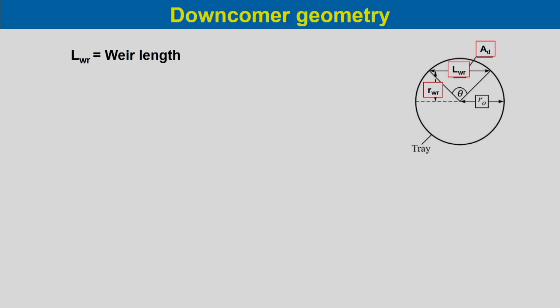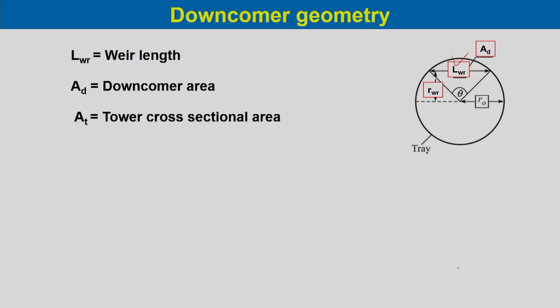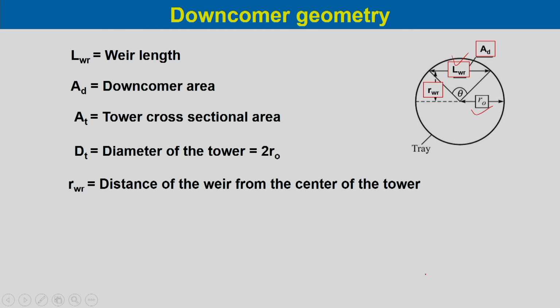LWR is the weir length, which is given over here. This is the weir length, and AD is the downcomer area here. AT is the tower cross sectional area, and DT is the diameter of the tower, which is equal to twice RO here. RWR is the distance of the weir from the center of the tower.